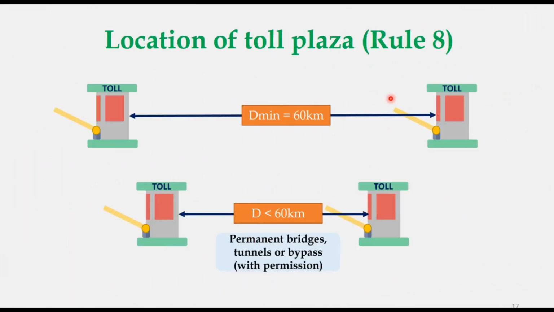Rule 8 of this 2008 Act defines the minimum distance between two toll plazas, and this rule says that the minimum distance between two toll plazas should be 60 km in one direction, and the concessionaire can be given permission to build a toll plaza at a distance less than 60 km also with due permission from the executive officer. Now for toll collection at permanent bridge, tunnels or bypass, the distance between toll plazas can be even less than 60 km also.